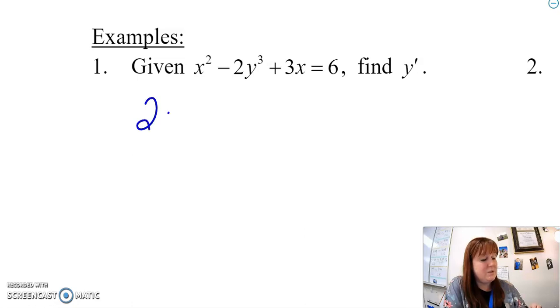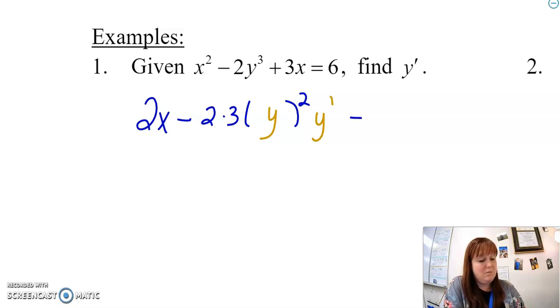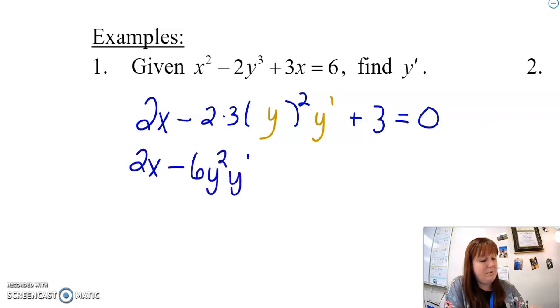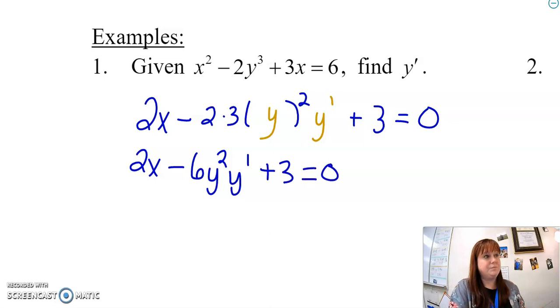So here we have 2x squared; x squared becomes 2x. Then to differentiate this, I take the derivative of the outside, that should be squared, with the inside still intact, and then I take the derivative of the inside, which is just y prime. Remember, it's just a hook-on, really. Plus the derivative of 3x is 3, and the derivative of 6 is 0. So now I can simplify this out. This is 2x minus 6y squared y prime plus 3 equals 0.